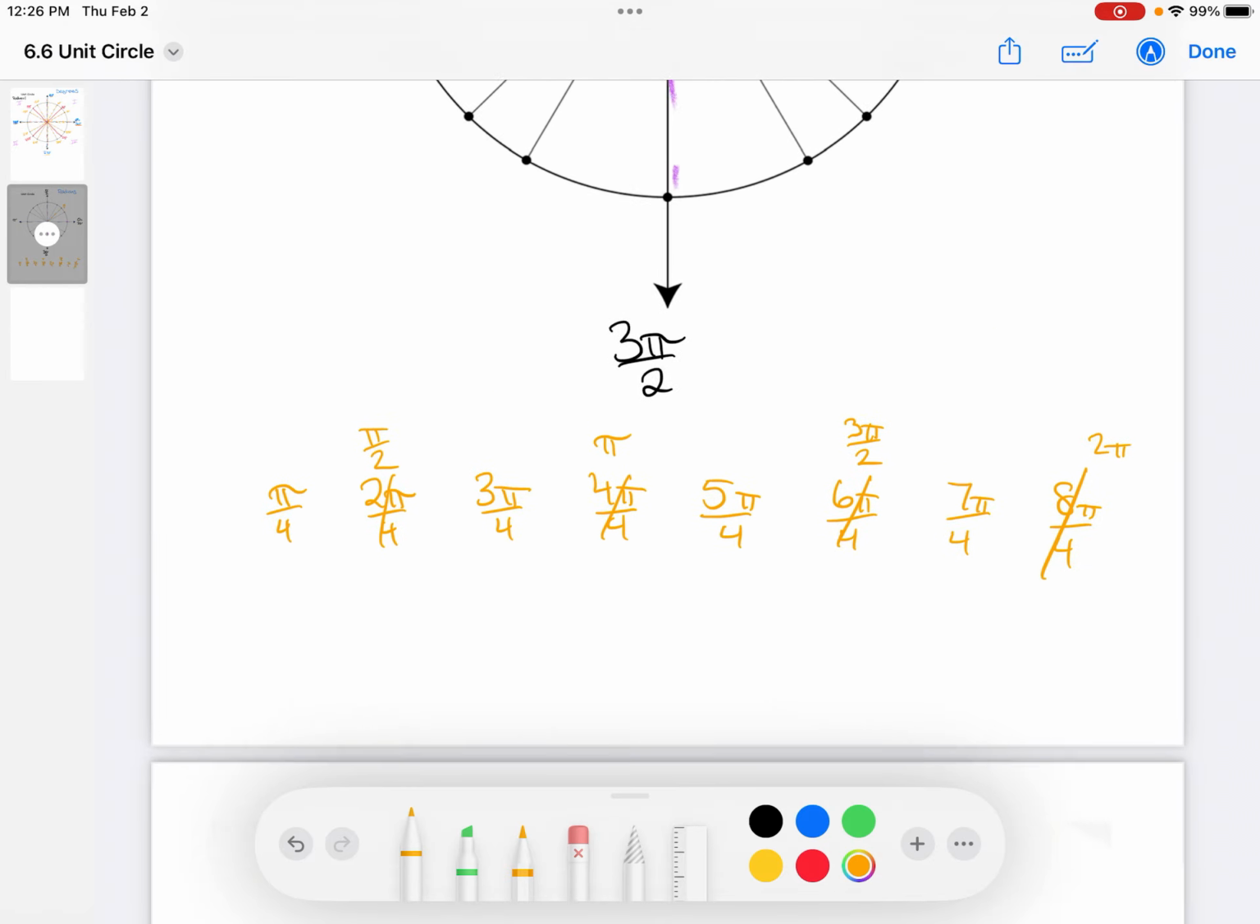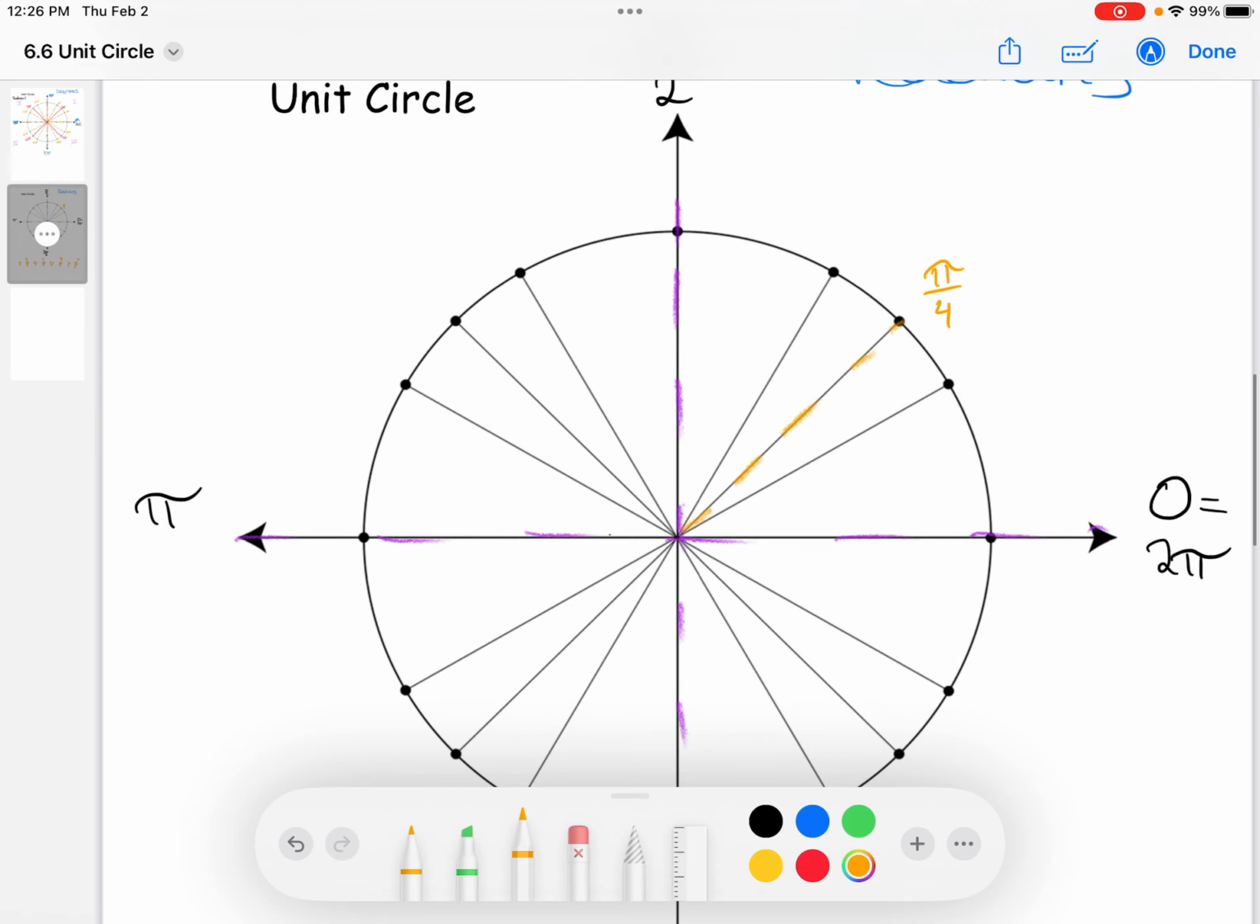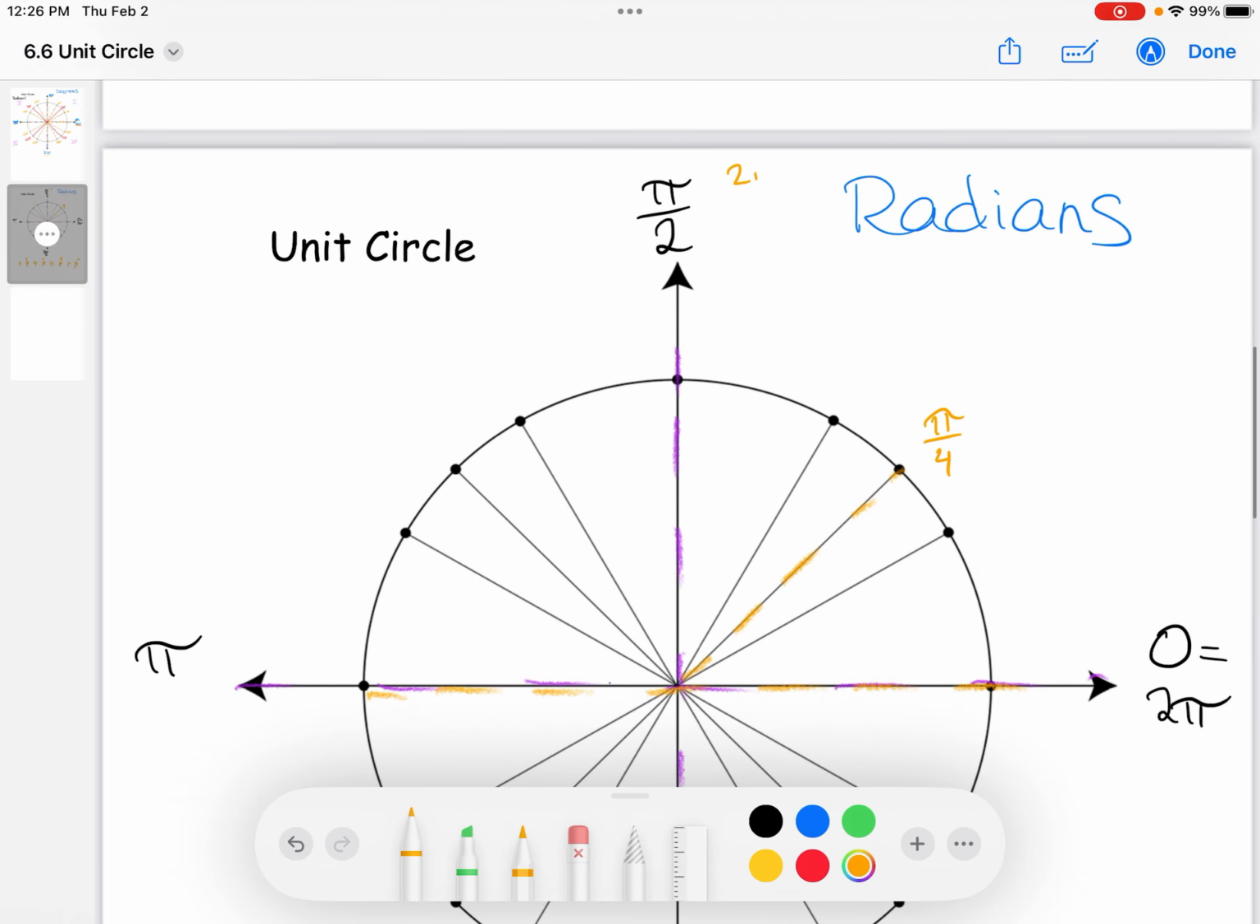So counting around the circle, we do start with 0. The axes are included. Pi over 4. The next was equivalent to 2 pi over 4, which, yes, is pi over 2. The next halfway will be 3 pi over 4. And then on the axis on the left, that's 4 pi over 4, which is equivalent to just pi.